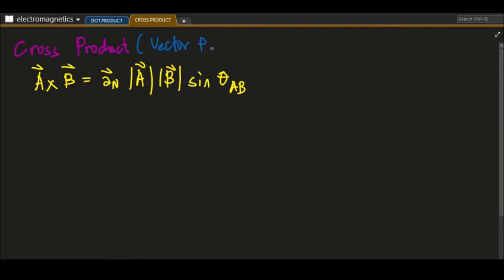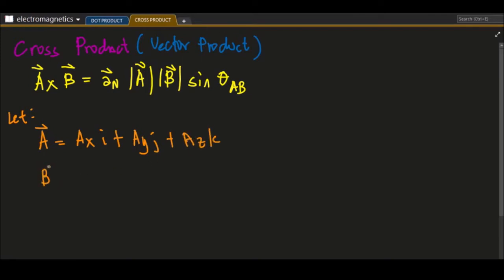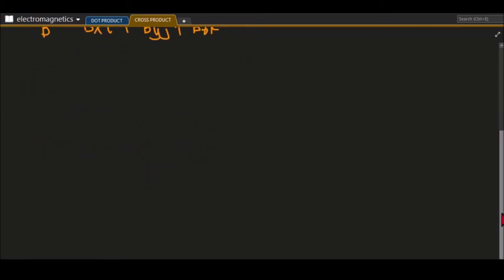Okay, so the other term for cross product is vector product. So what does it mean? The product of this type of multiplication of two vectors is a vector. To prove that, we need to assume that vector A is equal to Ax i plus Ay j plus Az k, and vector B is equal to Bx i plus By j plus Bz k.